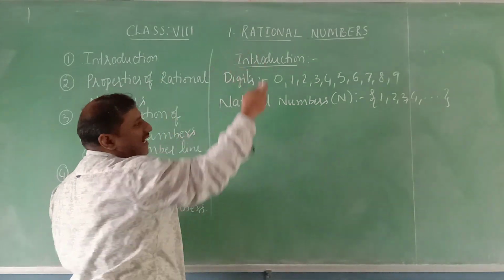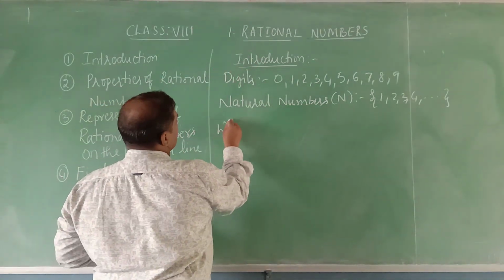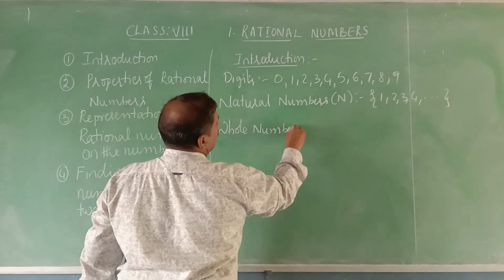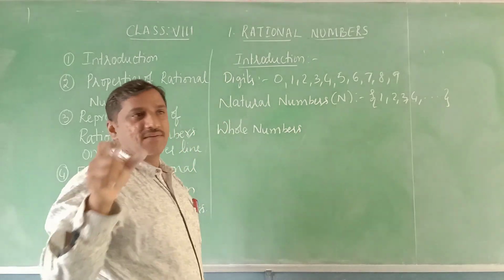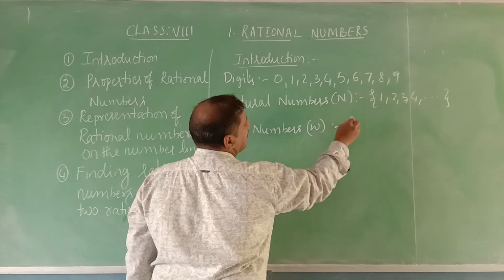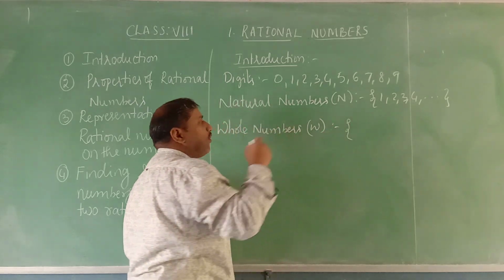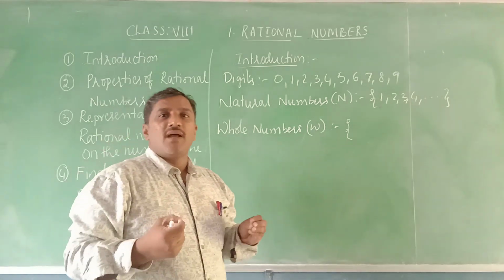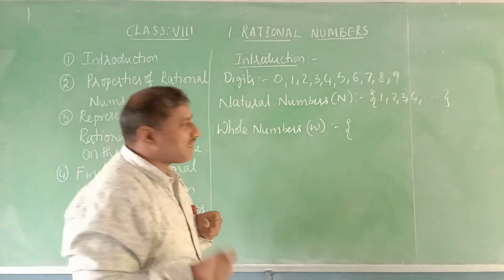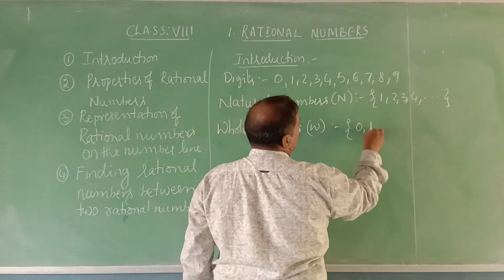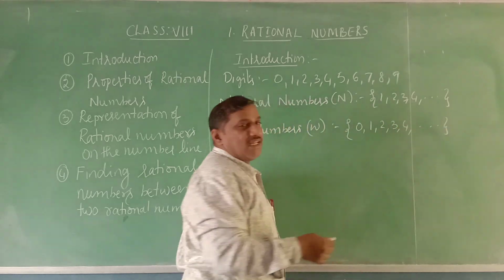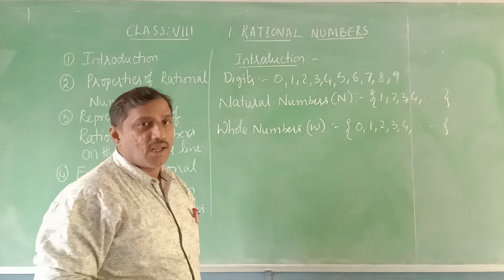Now the second set of numbers are known as whole numbers. The whole numbers are represented with their first letter, that is W. Whole numbers are the numbers including natural numbers and 0. That is 0, 1, 2, 3, 4 and so on. These kinds of numbers are known as whole numbers.